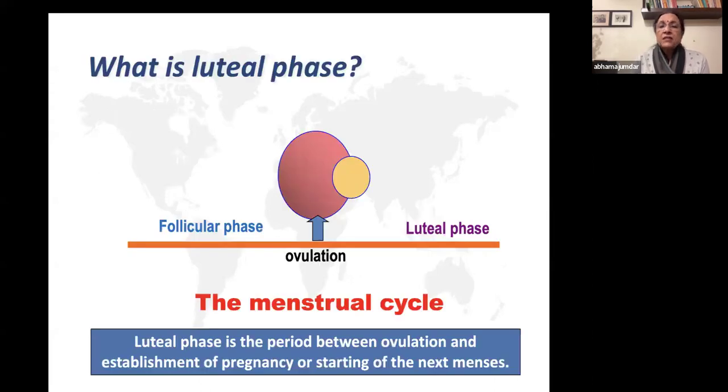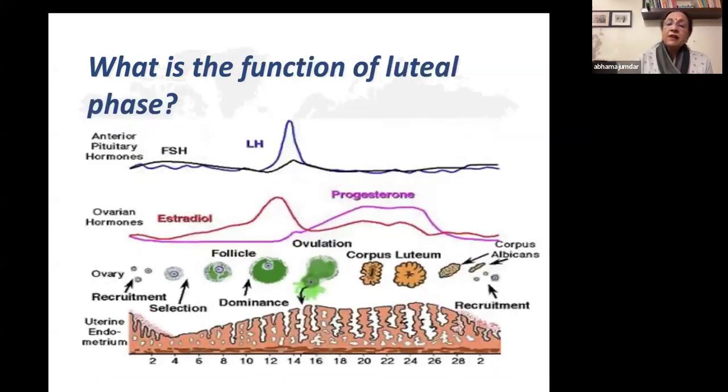Having said that, what is luteal phase? What was our first question? There is a follicular phase and a luteal phase, which is divided by ovulation, by happening of an ovulation. And this makes a menstrual cycle. Luteal phase is the period between ovulation and establishment of a pregnancy or starting of the next menses. Generally, luteal phase duration is about 12 to 15 days. What is the function of the luteal phase? This is our second question.